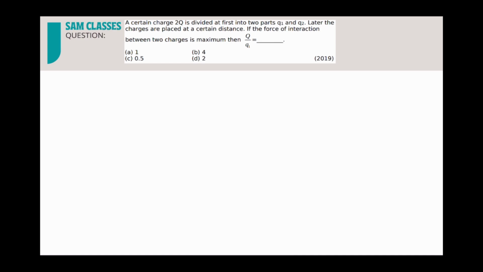Now what is given in this question, students? A charge 2Q is given. It is divided at first into two parts, Q1 and Q2. So let's say one charge is Q1 and the other charge is Q2. Later the charges are placed at a certain distance, let's say D. If the force of attraction between the two charges is maximum, the moment we hear the word maxima or minima, we remember that we have to differentiate and find it out.